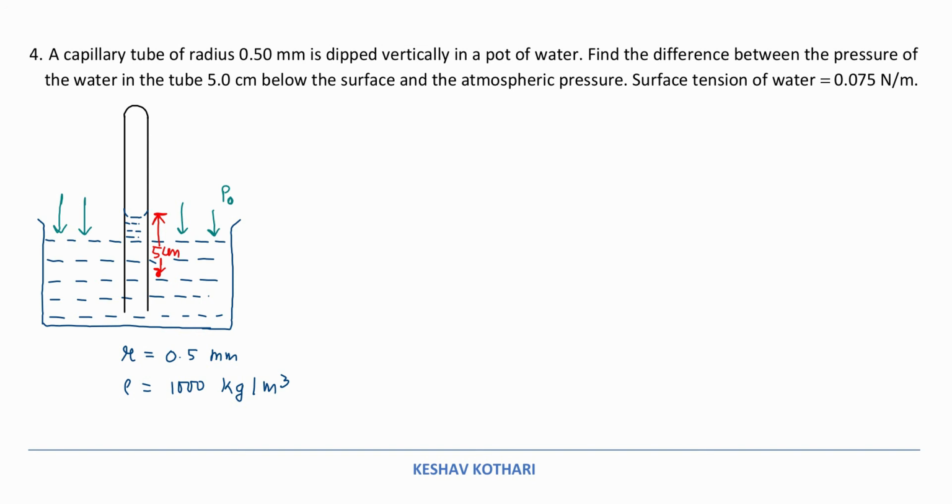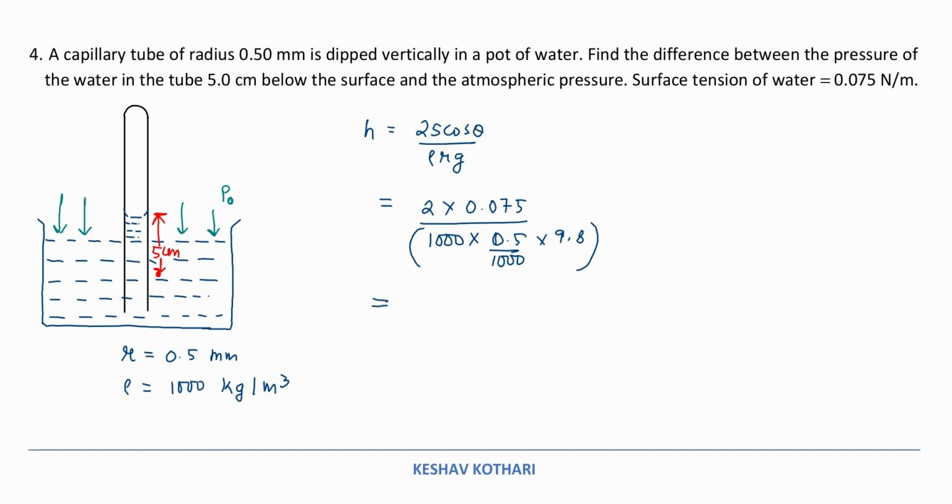So over here the first thing that we are doing is we are calculating capillary rise. Water, which is an example of a wetting fluid, will rise in the capillary. So we use the working formula 2S cos theta upon rho r g. So we write it as 2 into surface tension of water, cos theta is taken as 1, density is 1000, radius is 0.5 millimeter, so we write it as 0.5 by 1000 in meter, and g is 9.8. So it is turning out to be 0.0305 meter, or in centimeter we can say it is roughly 3 centimeter.